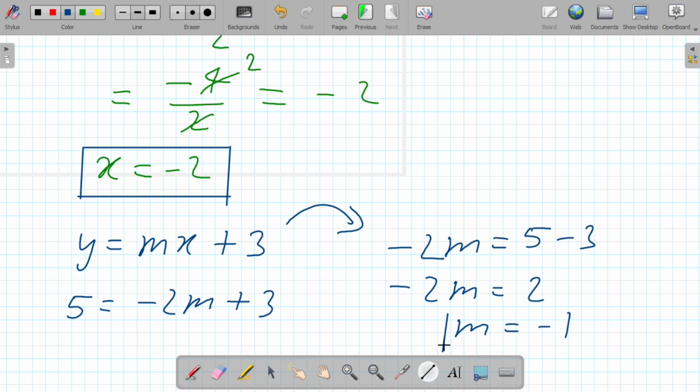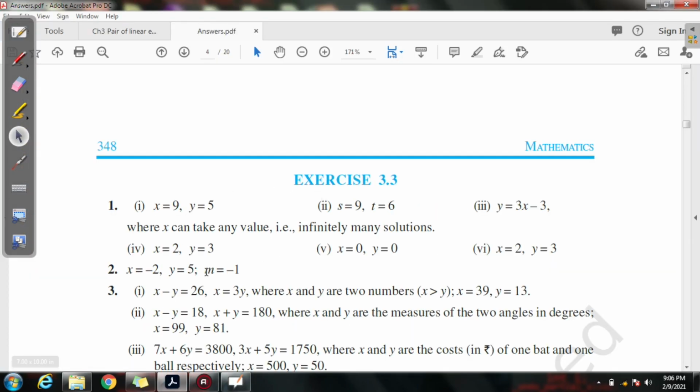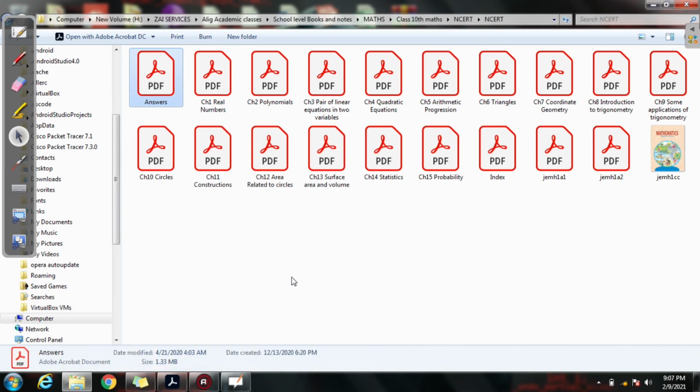So let's check the answer. If it's minus 1, then we are correct. m equals minus 1. Okay, let's check the answer. Yes, m is minus 1, x is equal to minus 2, y equals 5. We got the answer.